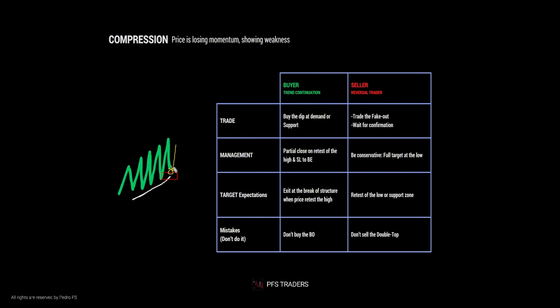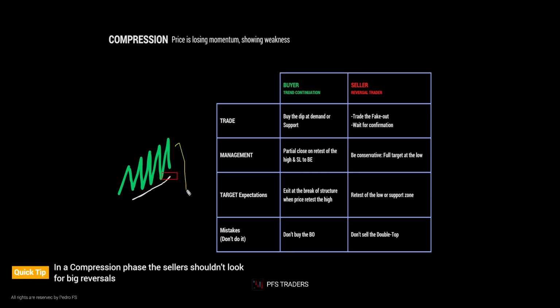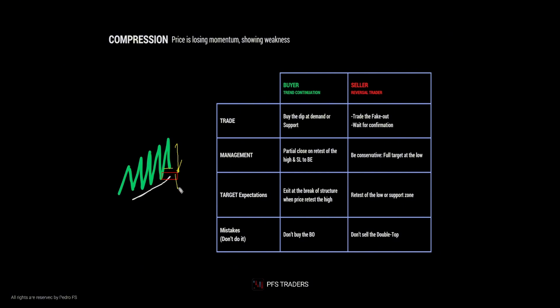In terms of targets for the seller, there is no need to even consider looking for any targets below the low. At this point, you are not looking for a big reversal. You are only looking for a retest back to the demand zone, and that's it. Even if price breaks, fantastic, it broke, then you can start positioning yourself for the next trade. For now, there is no point in trying to look for home runs. Just be conservative, take your full target on the retest of the demand zone, and move on from there.